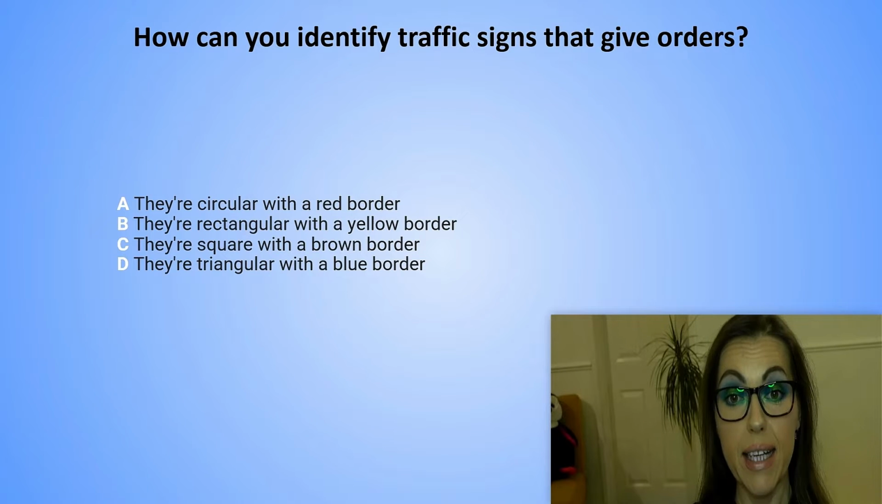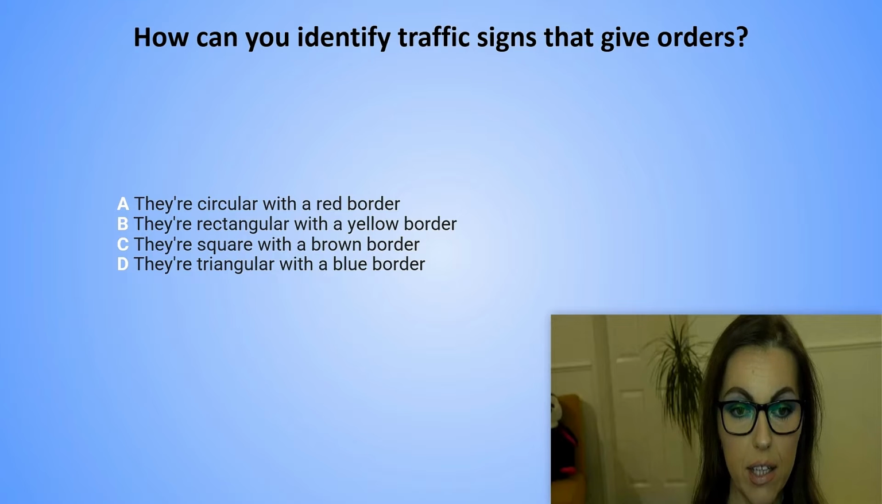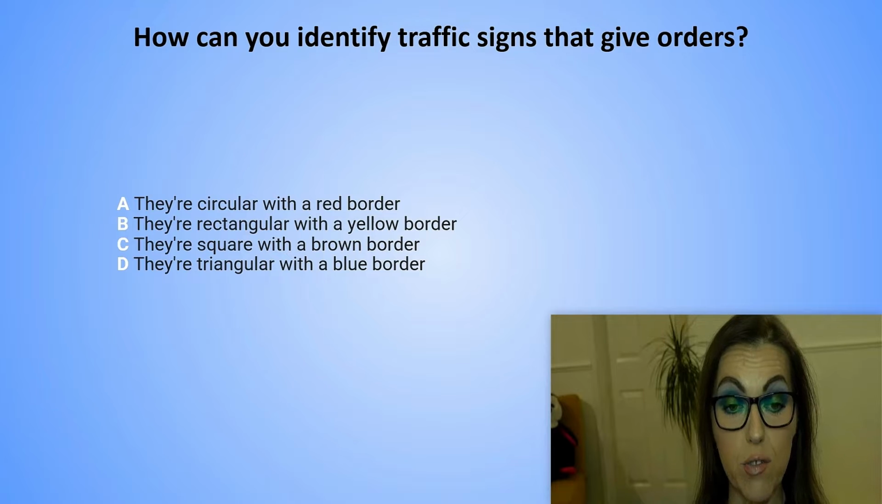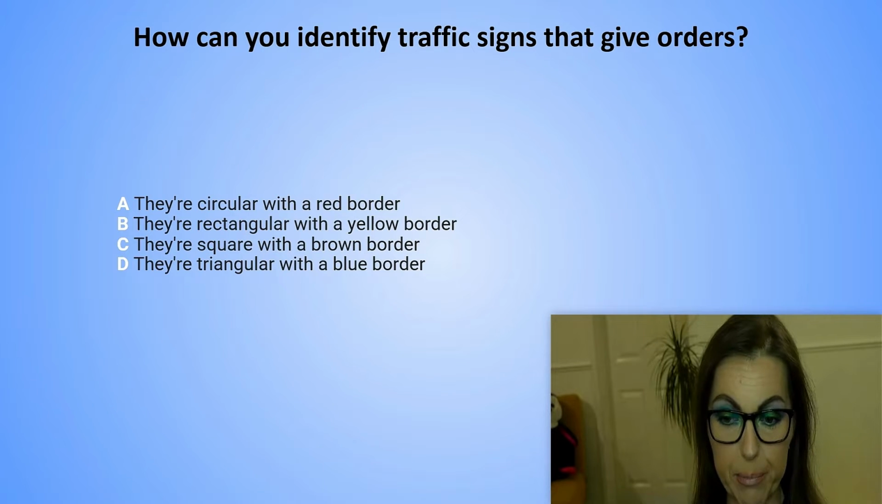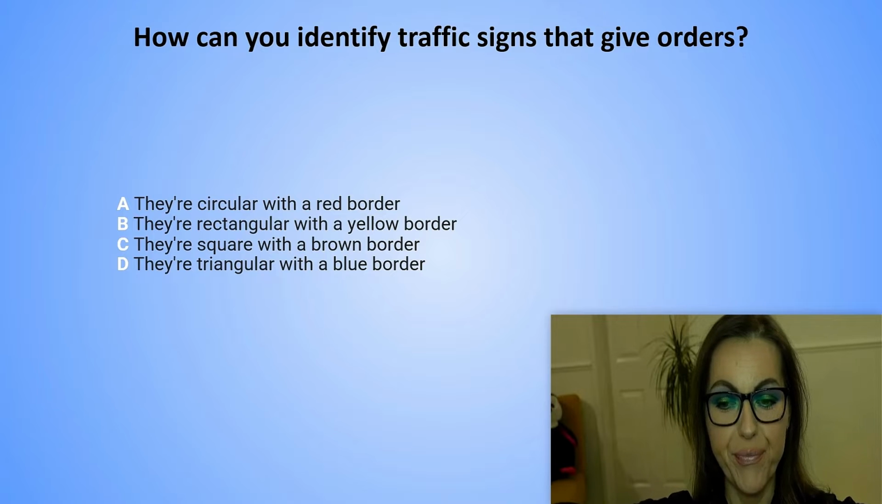How can you identify traffic signs that give orders? A. They are circular with a red border. B. They are rectangular with a yellow border. C. They are square with a brown border. Or D. They are triangular with a blue border. Are you ready for the countdown?